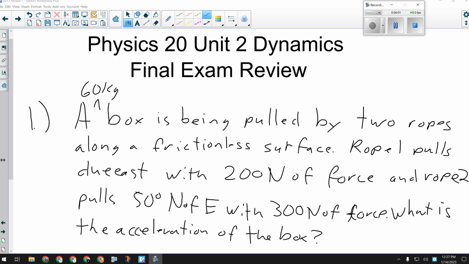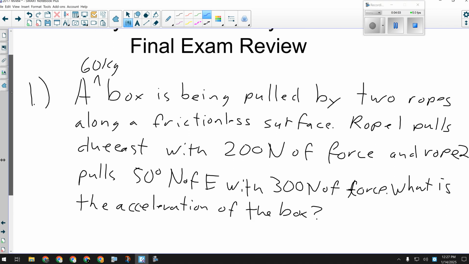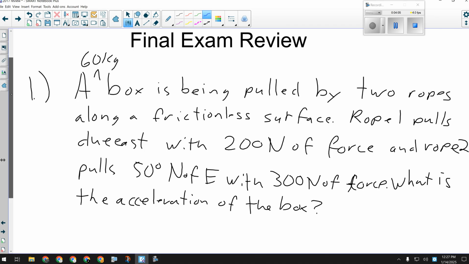All right, to give you an idea, here is a typical vector-involved Newton's second law problem. You have a 60 kilogram box being pulled by two ropes along a frictionless surface. Rope number 1 pulls due east with 200 newtons of force, and rope 2 pulls 50 degrees north of east with 300 newtons of force. What is the acceleration of the box?